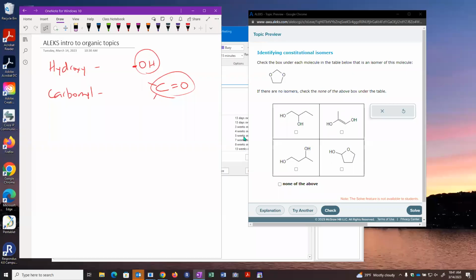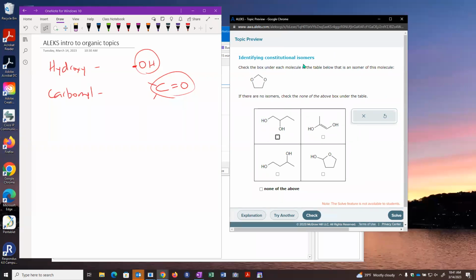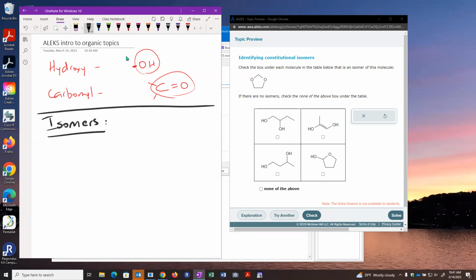Okay, and then in our next one, we have this question where we're looking at identifying constitutional isomers. All right, and you'll see what isomers are in the videos as well. These are just molecules that have the same molecular formulas, but different structures.